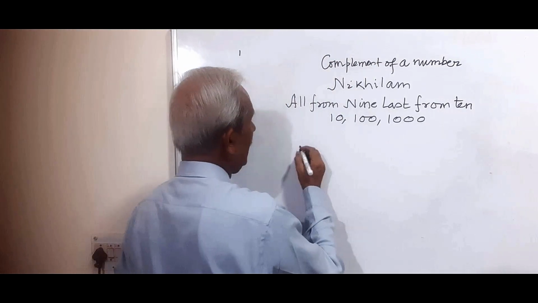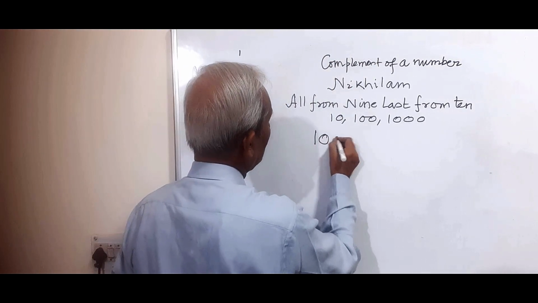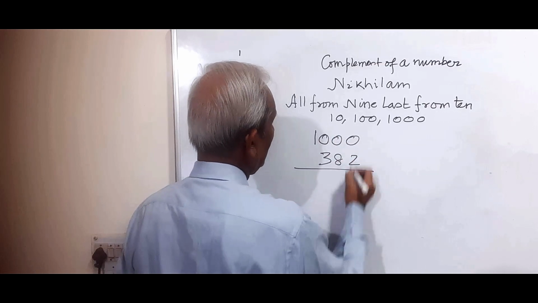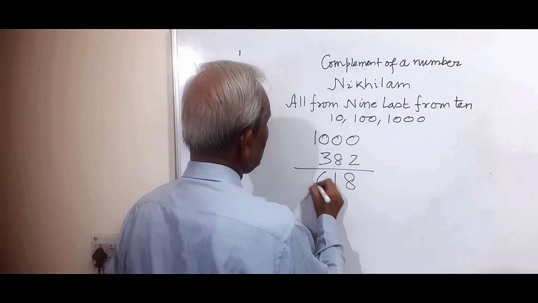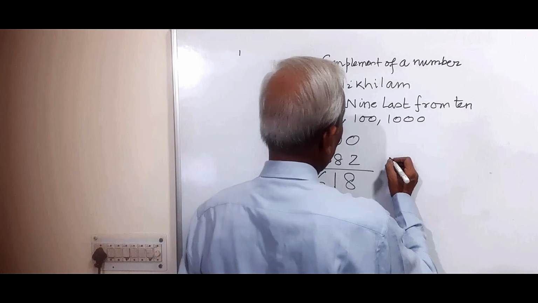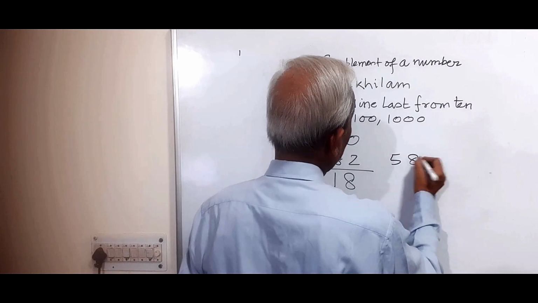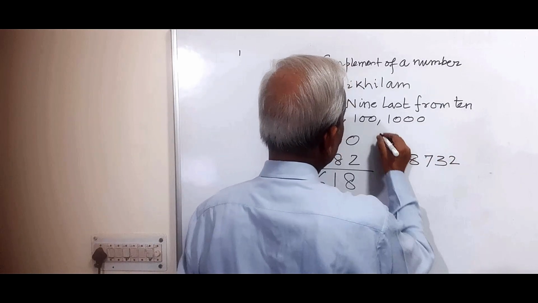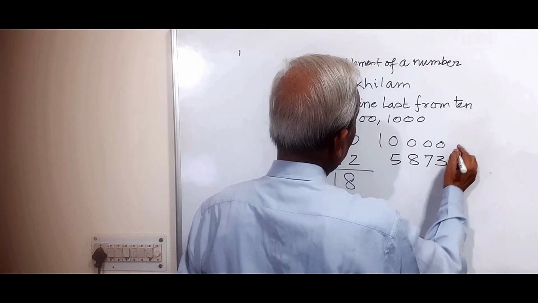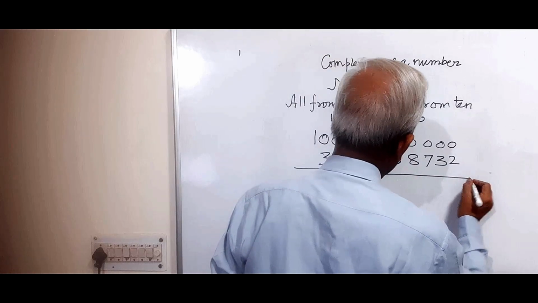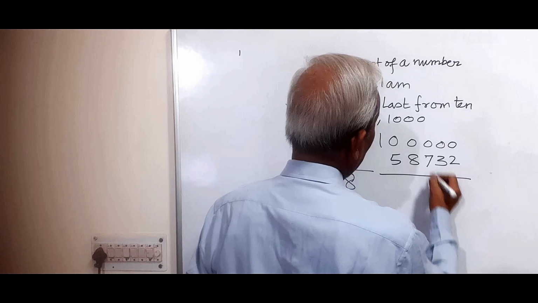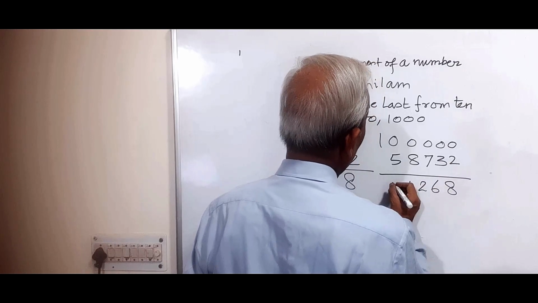If I want to find out 1000 minus 382, how will you write? 10 minus 2 is 8, 9 minus 8 is 1, 9 minus 3 is 6. That is the difference. Got it? If I take another example, 58732, its difference from 1 lakh. So how do you do it? 10 minus 2 is 8, 9 minus 3 is 6, 9 minus 7 is 2, 9 minus 8 is 1, 9 minus 5 is 4.